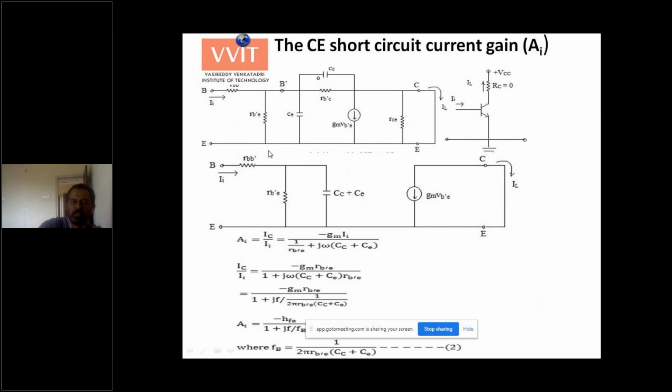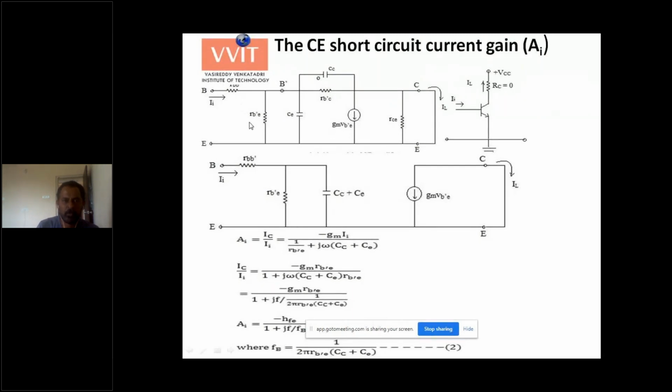Okay, fine. Then another important question is the CE short circuit current gain. To do this, you need to short circuit the load terminals, or keep RC equal to 0. Essentially RC is the load here. This is a basic transistor, and of course it has no biasing resistors. For the sake of simplicity, we have not included biasing resistors.